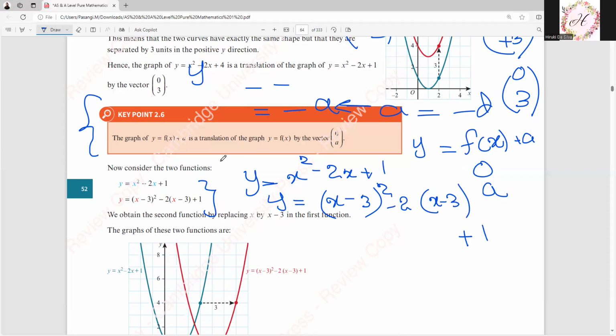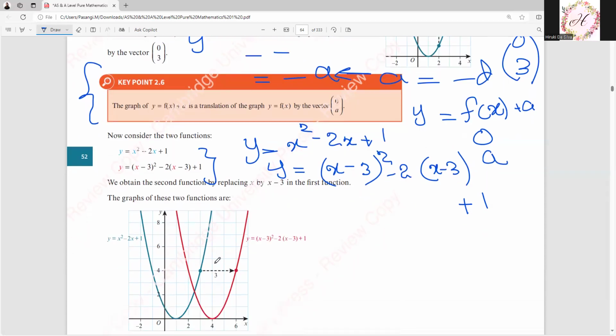Here, instead of the x, it's been replaced by x minus 3. Now it's not changing the y value. Actually, it's changing the x value, right? If the earlier graph looks like this, then x minus 3 means it's shifting to the right side by 3 units.